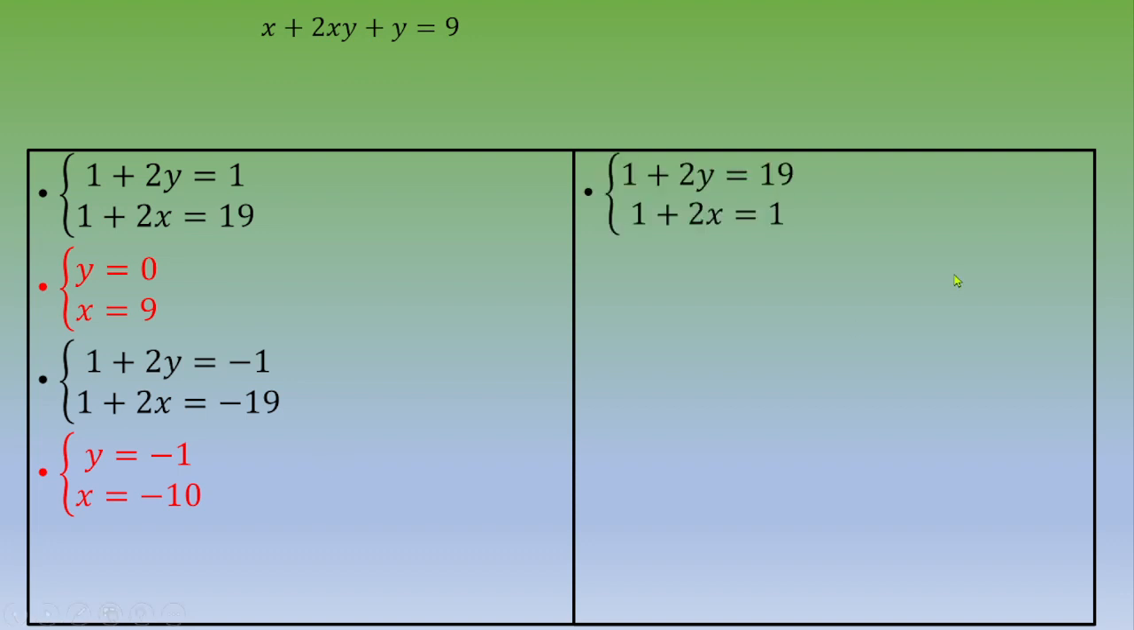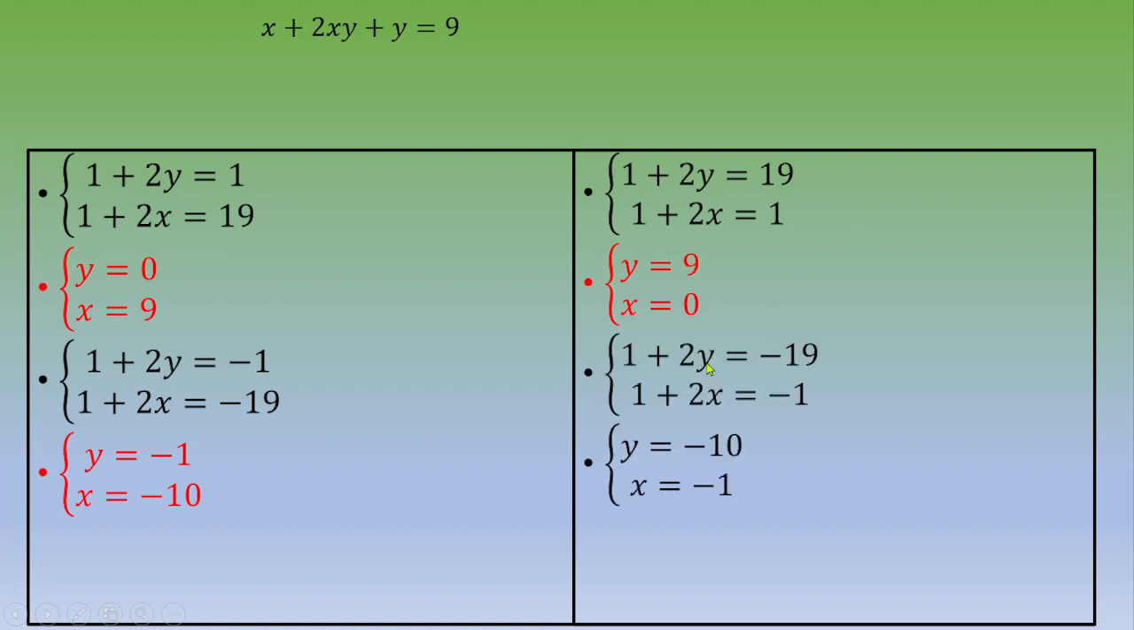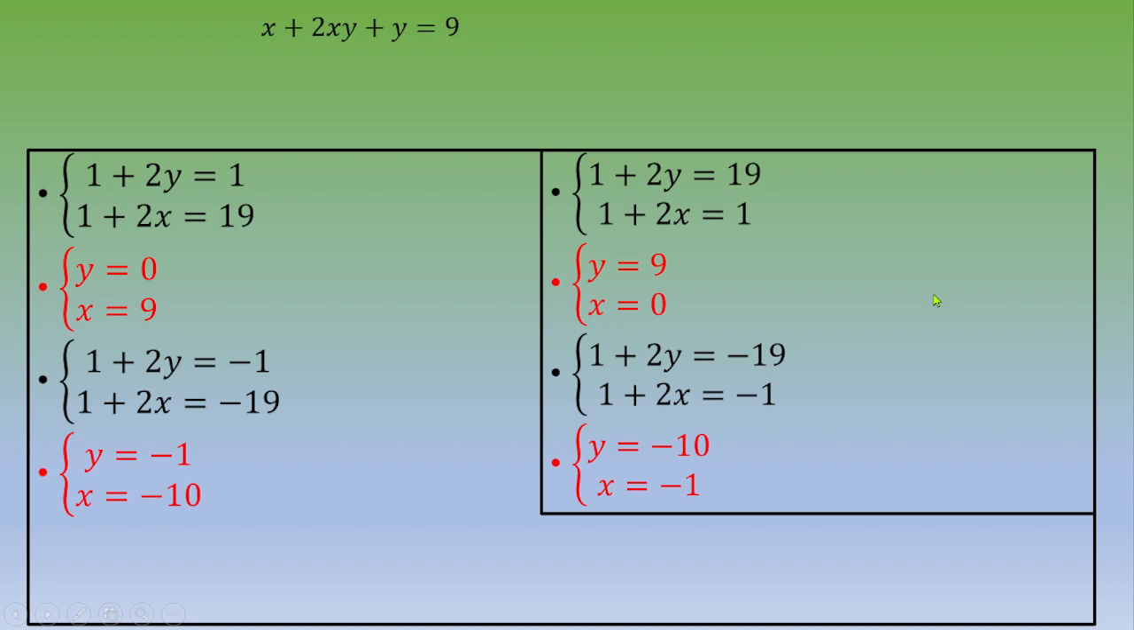The third system is 1 plus 2y equals 19 and 1 plus 2x equals 1. If you solve, this is y equals 9 and x equals 0. And the last system: 1 plus 2y equals negative 19, 1 plus 2x equals negative 1. At the end you've got y equals negative 10 and x equals negative 1. So you've got four solutions.